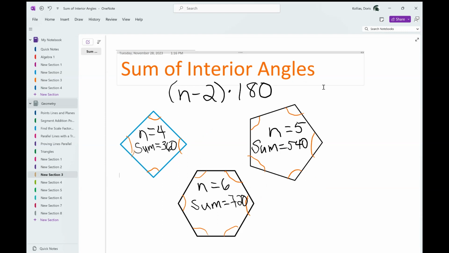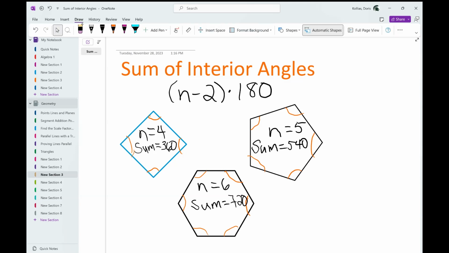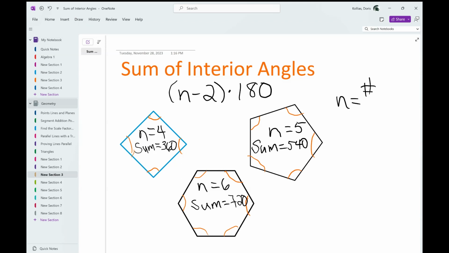So let's look at how we find the sum of the interior angles of any polygon. The formula for that is (n − 2) times 180. n actually represents the number of sides. So make sure that we understand that n is the number of sides. The number of sides is also the number of angles, both interior and exterior. So n can represent either of those.